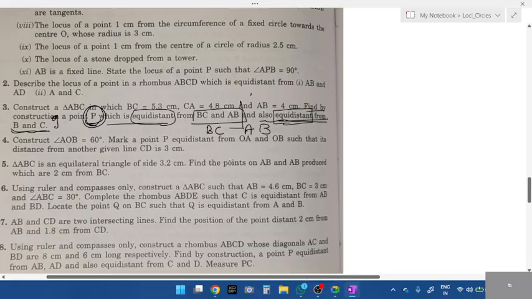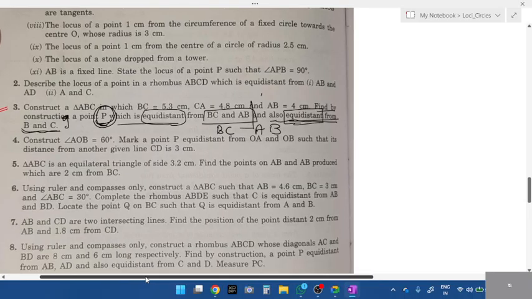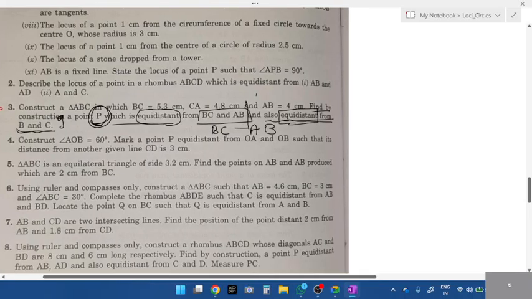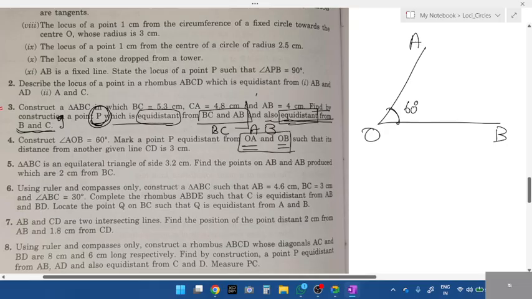A such that it is equidistant from another point, CD is 3 centimeter. Fine. They can give whatever questions they want. Look here, AOB is 60 degrees. All of you will respond. What is the angle of O, students? AOB is how many degrees? 60. O is in the middle. So this is 60 degrees. Mark a point P equidistant from two values. Is it a perpendicular bisector or an angle bisector, when two values are given? Respond. All of you will respond.